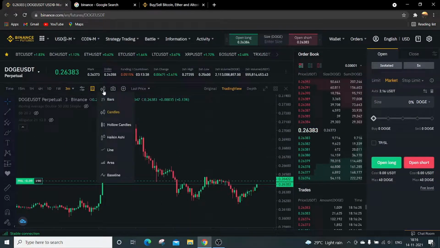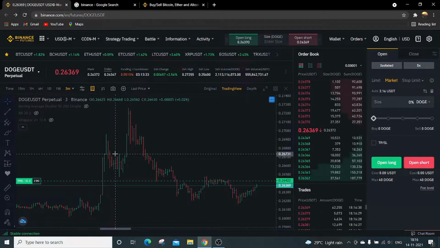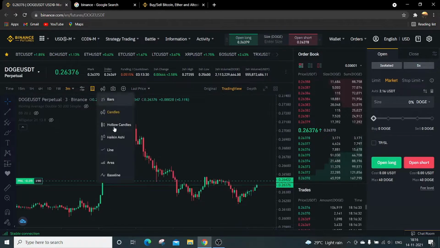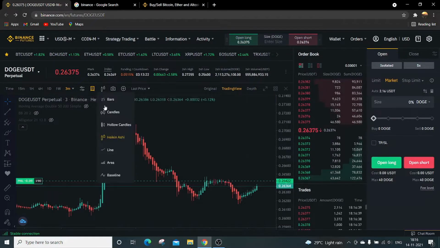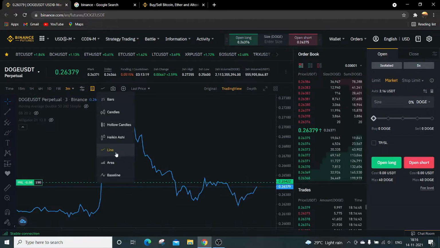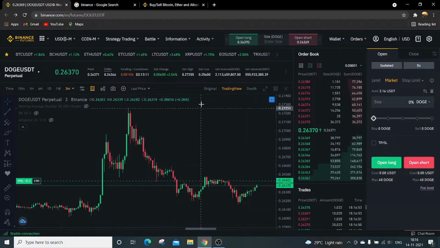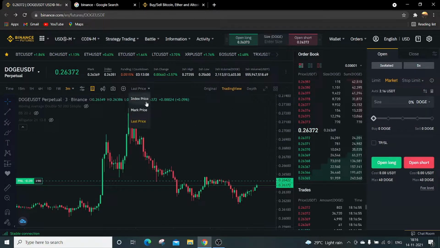Then next, here we can change the graph pattern. This is a bar chart. This is a candlestick chart. This is the hollow candles chart. Then Heikin-Ashi chart, a line chart, area chart, baseline. All charts are available here. The candlestick, I will choose this. Okay, you can also trade in index price, mark price, and last price. Whichever you want to choose, you can choose over here, and that price will get traded when you click on one of these two buttons.